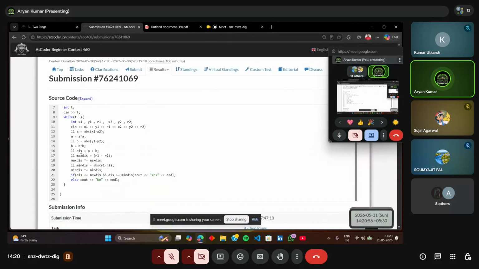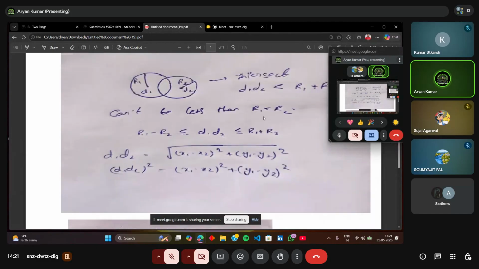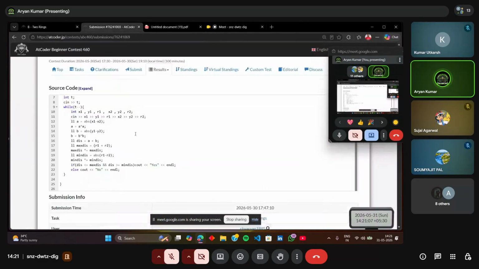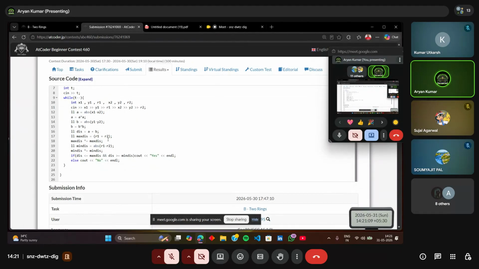So I have obtained the distance between their centers, and what is the maximum distance that we can take? This is the sum of their radius. So we will also square this. First of all, we will find the maximum distance equal to the sum of their radius, and we will square this also. Similarly, we will find the minimum distance, that is the difference of their radius, and we will square this also.